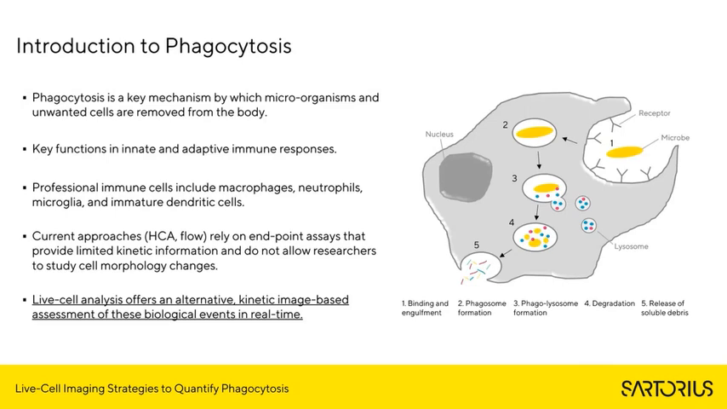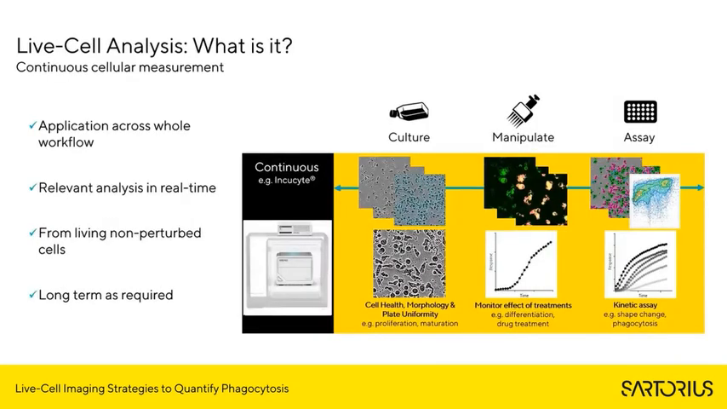Current approaches, such as high-content analysis or flow cytometry, rely on endpoint assays that provide limited kinetic information and do not allow us to study any cell morphological changes that are occurring. Live cell analysis methods developed using pH-sensitive probes, such as Frodo, offer an alternative kinetic, image-based assessment of these biological events in real time. So what is live cell analysis?